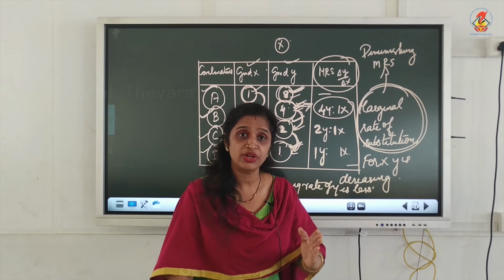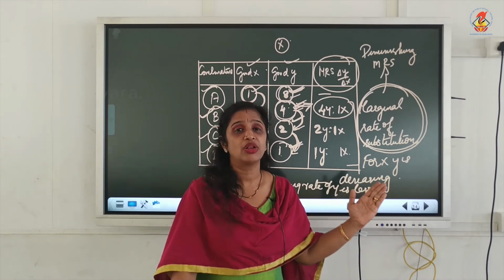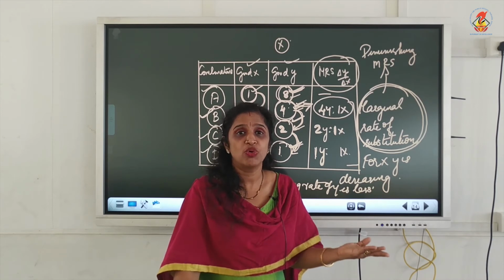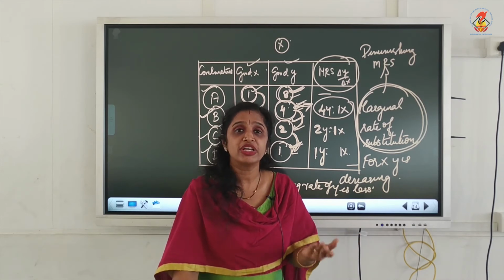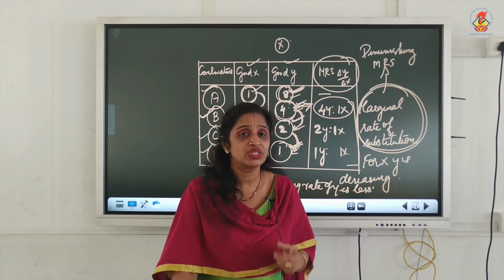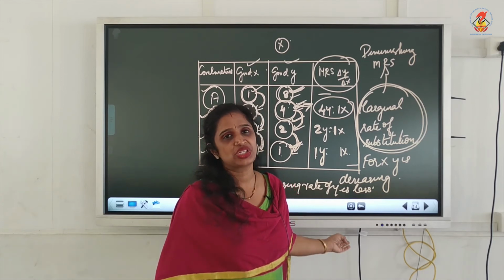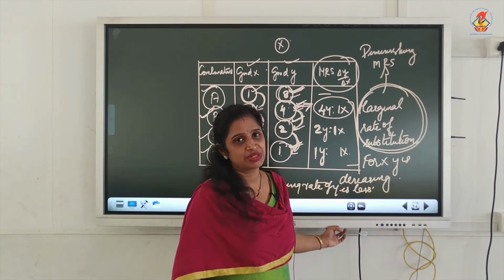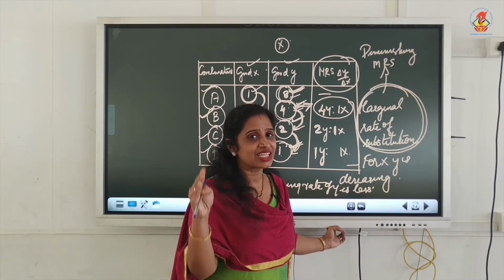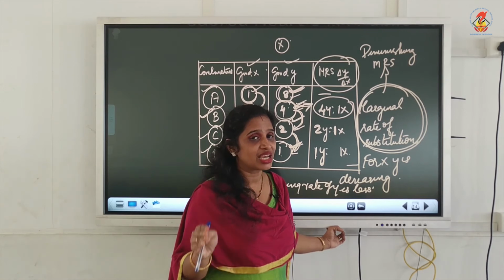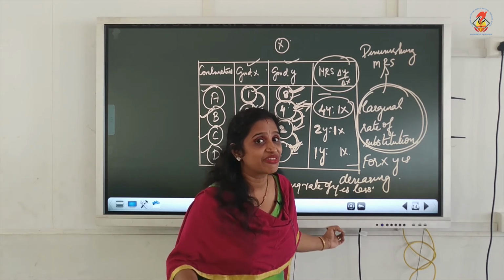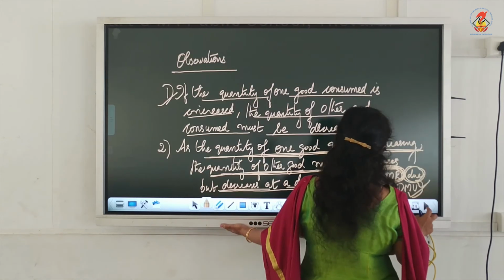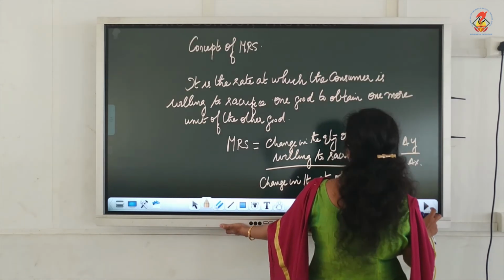That means x cannot increase a lot, and at the same time y cannot be sacrificed more. Why? If y is sacrificed more and more, y will become 0. This is an unrealistic situation. Therefore, the sacrificing rate of y should become less after some time. That is why from 8 it has decreased to 4, from 4 it is sacrificed to 2, from 2 it is sacrificed to 1. These are the two observations of the table.